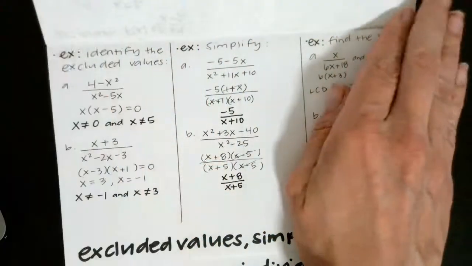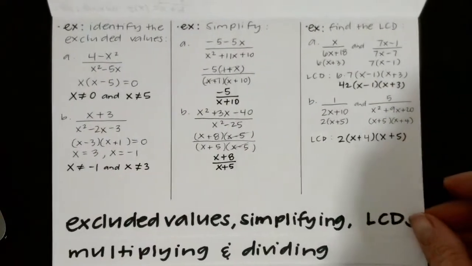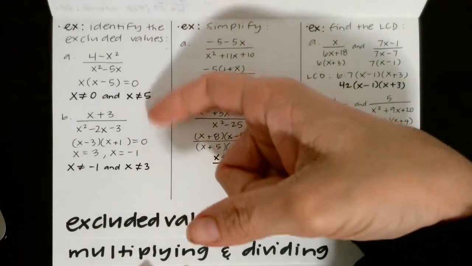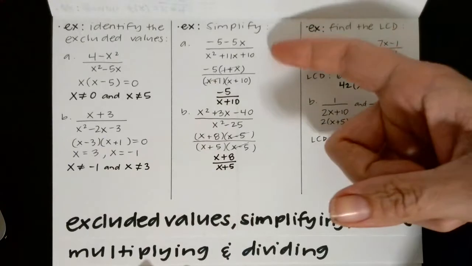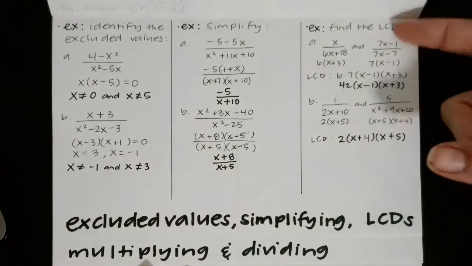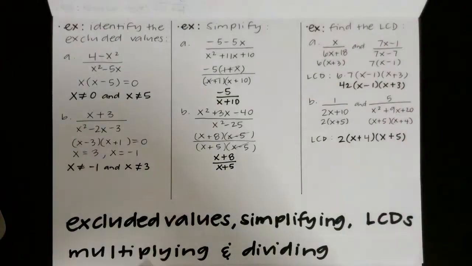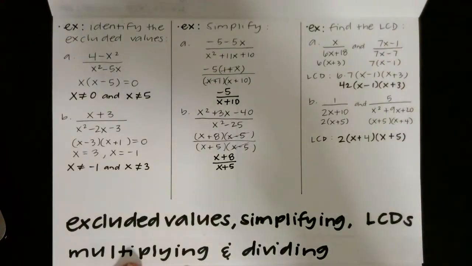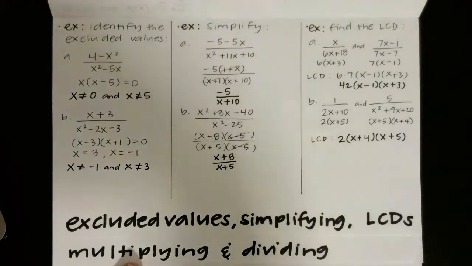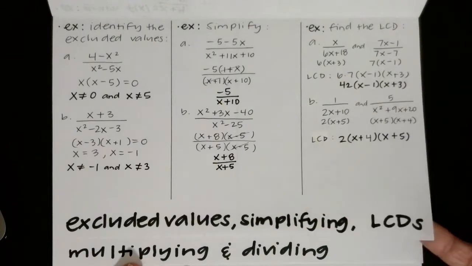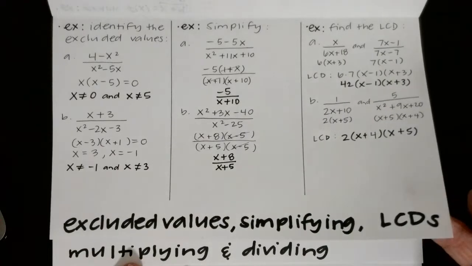Okay, at the very beginning of this chapter, we went over excluded values and simplifying and LCDs. So here are how we find the excluded values. Here is how we simplify right here, and here is how we find the LCD. So we did lots of practice with those. Again, I'm going to go so fast that you're not going to be able to copy these down, but these are 3 examples that you can pick, and if you look at your notes, they're the examples from your notes, so it's not like I'm asking you to reinvent the wheel.